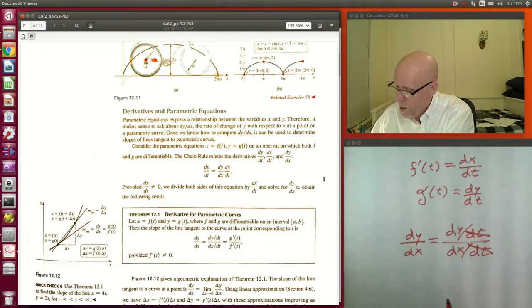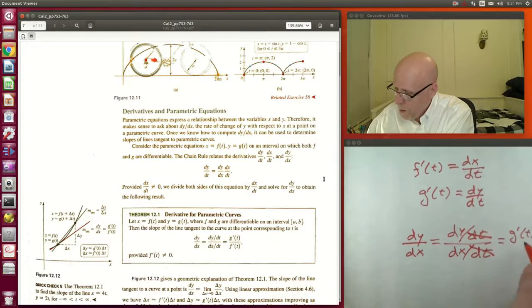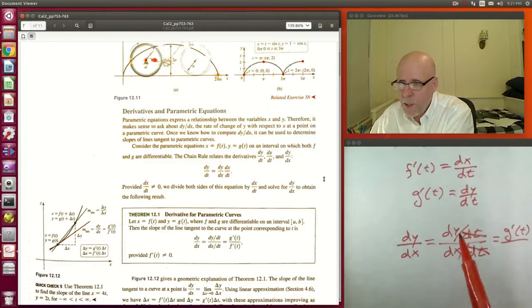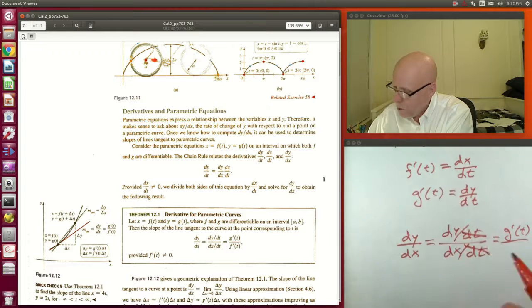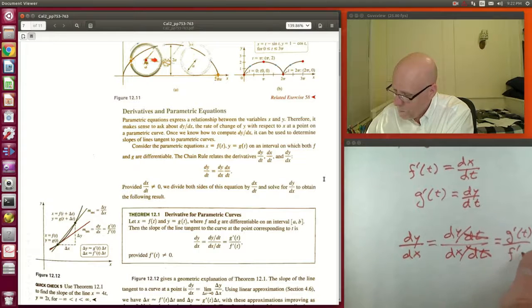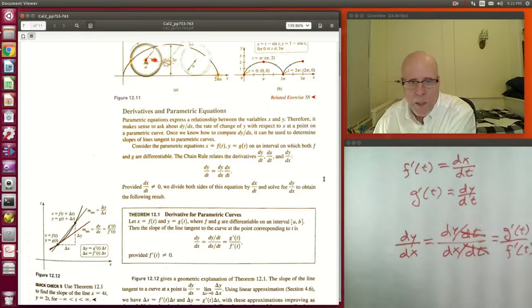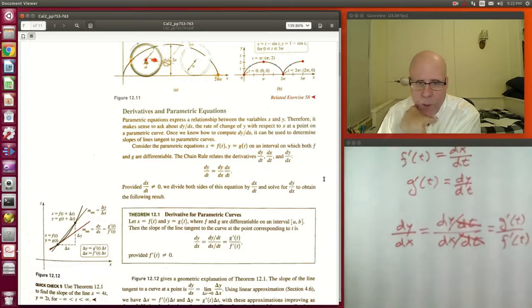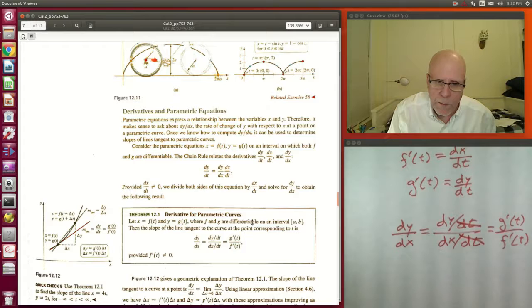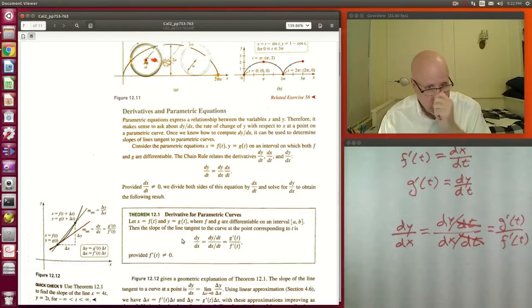But what I had written up here, dy over dt, that was g prime. And what I had written in the bottom, dx over dt, that was f prime. Did I end up writing the same thing as they did in the book? Sure enough, it's right there: g prime over f prime. So you can figure out the slope along a parametric curve anywhere you like.